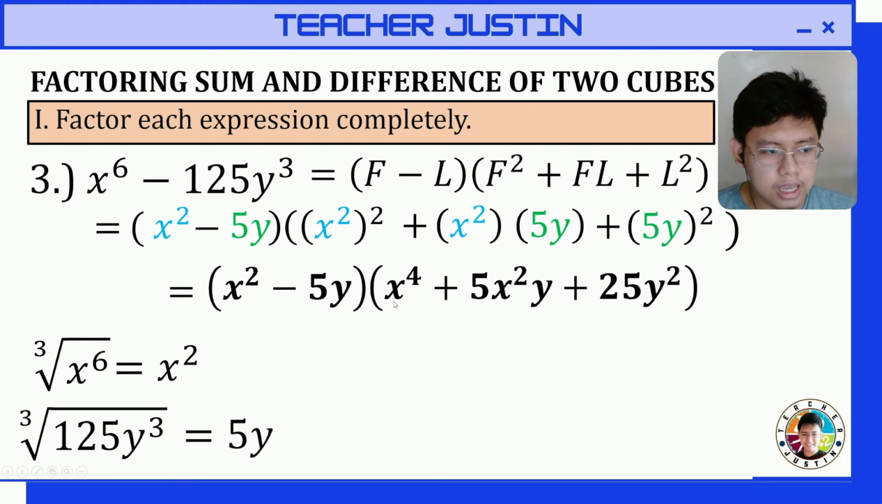So, ganun din kay x raised to 2 raised to 2. So, power rule, we will multiply 2 and 2 to get x raised to 4. And that's it. That will be our factor. X raised to 4 plus 5x squared y plus 25y squared. And that's it. Ta-da! Alright.